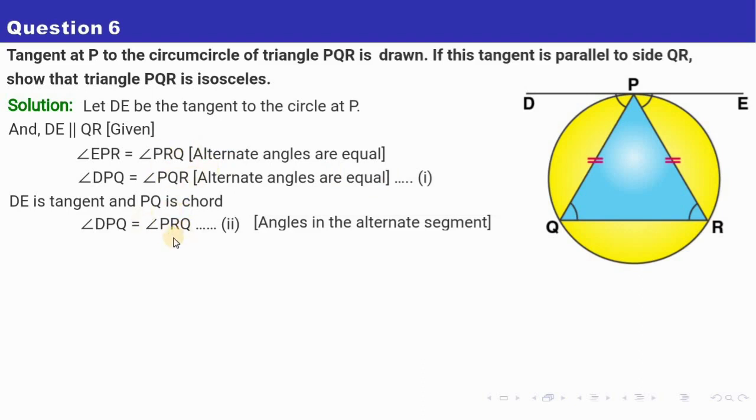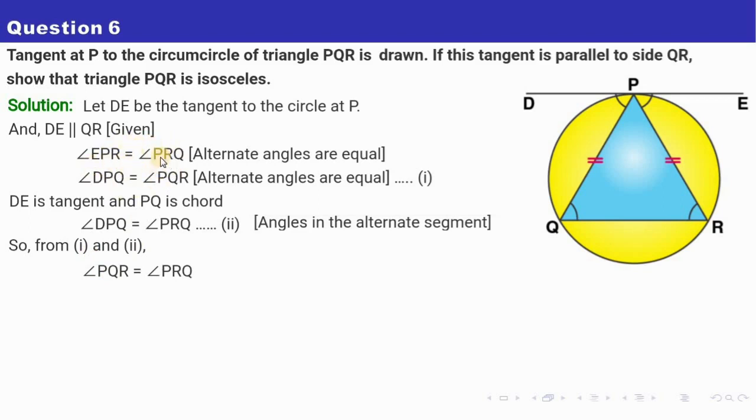So if you see here, what is happening? It says DPQ and PRQ are equal, right? So DPQ and this one, they are equal. So what is the meaning of this? Then this and this must also be equal, right? So from 1 and 2, if these two are equal, then this is equal to this and this is also equal to this. So all these four angles are equal to each other, right?